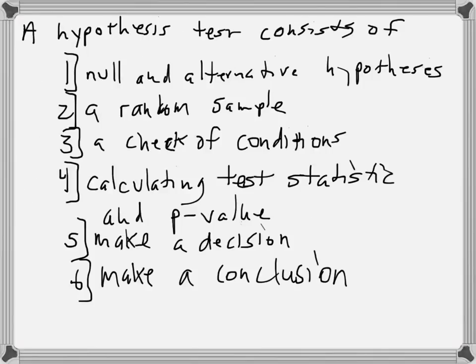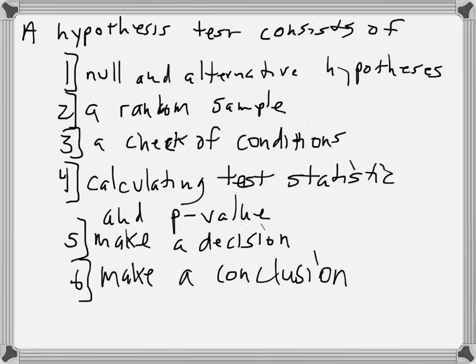Okay, so this one you do want to write this down here, that a hypothesis test consists of all these different things. Number one, a null and alternative hypothesis. That's going to be our objective today, to learn how to write those. Two, a random sample from the population. Three, a check of conditions. We have to make sure that we are able to use the methods that we are learning.